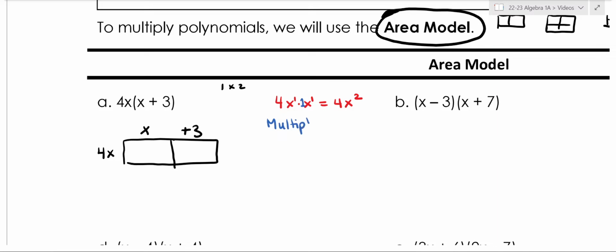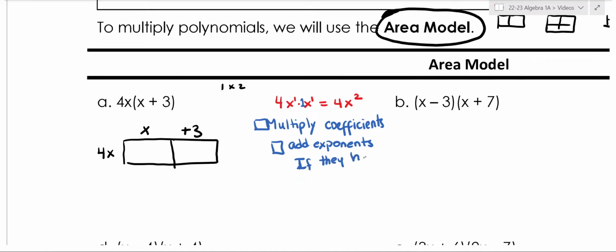Multiply coefficients, add exponents, and I'm going to put an if: add exponents if they are the same base. All right, so x is the base, the variable, and x, so they have the same base, so we add the exponents. All right, so that's going to give us 4x squared.